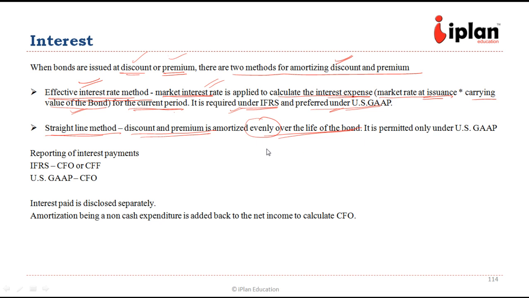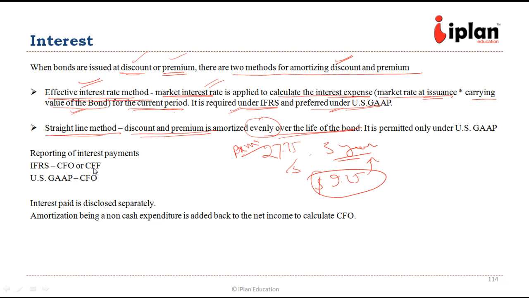As we have seen in the example, 27.75 was the premium for 3 years. So under the straight line method, we just divide by 3 and we get $9.25, which will be our amortization for each of these 3 years.